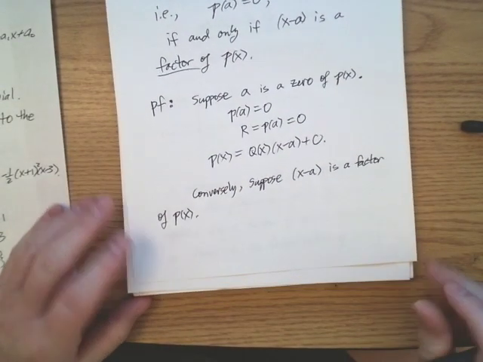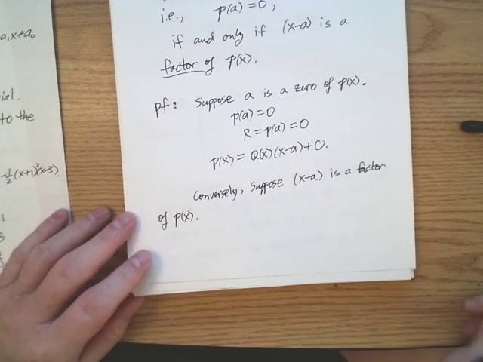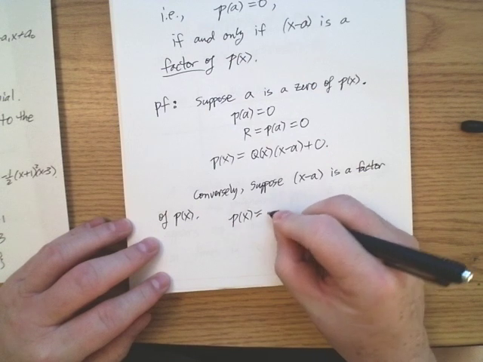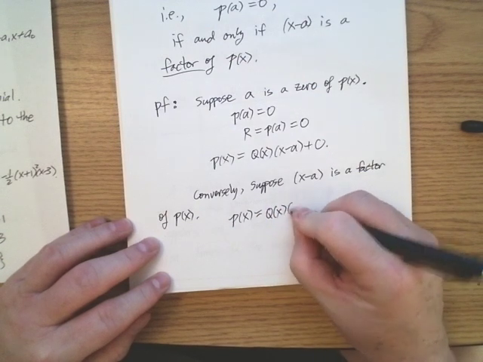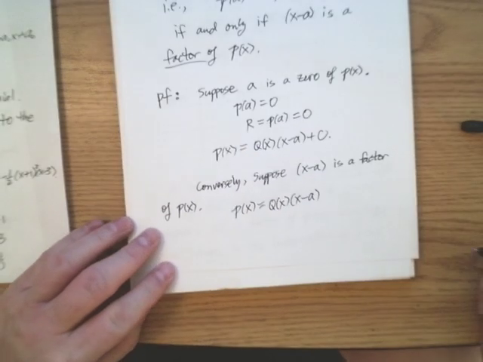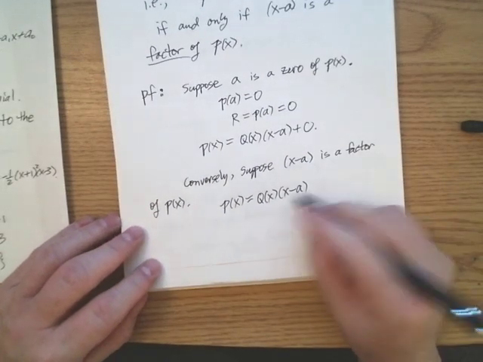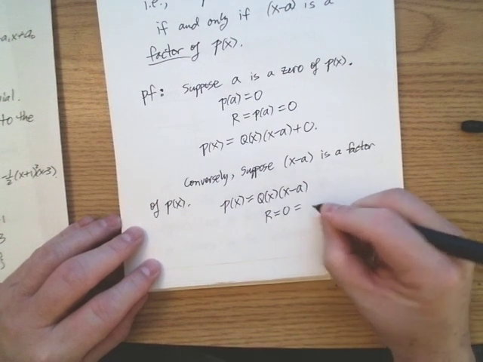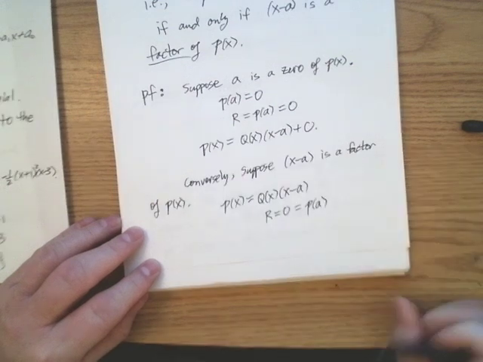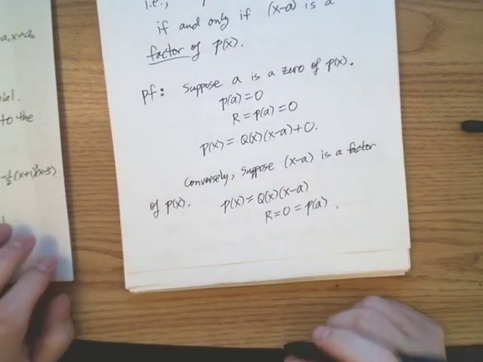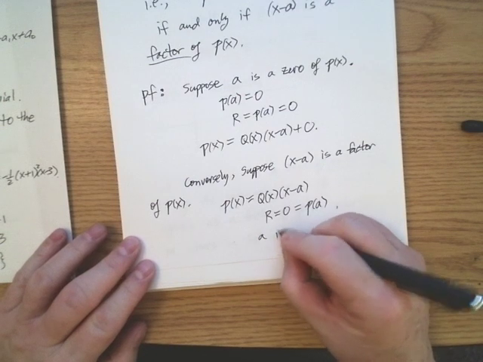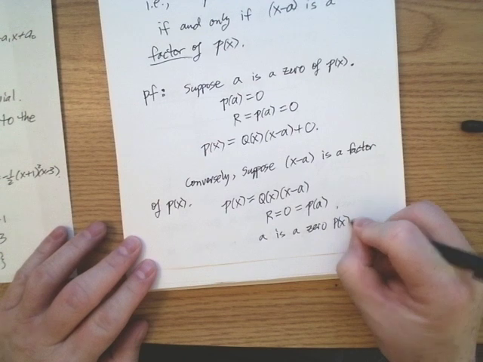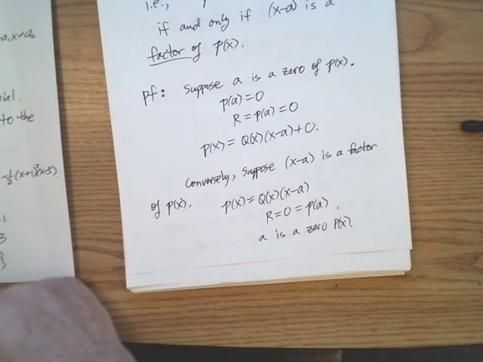Now, conversely, suppose x minus a is a factor of p of x. That would mean p of x equals some quotient times x minus a with no remainder. So I could say the remainder is 0. But if the remainder is 0, that's the polynomial evaluated at a, once again from the remainder theorem, so a is a 0 of p of x. So there you go. This comes directly from the remainder theorem.